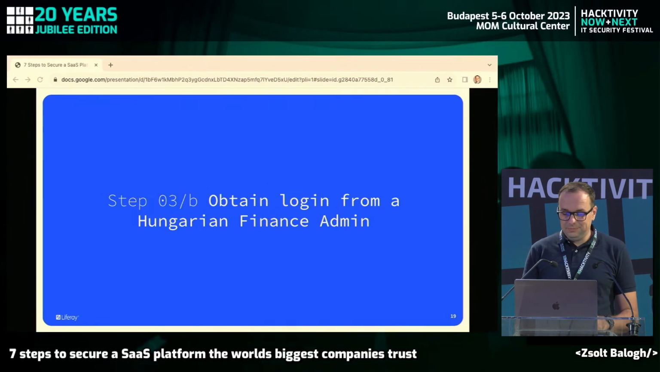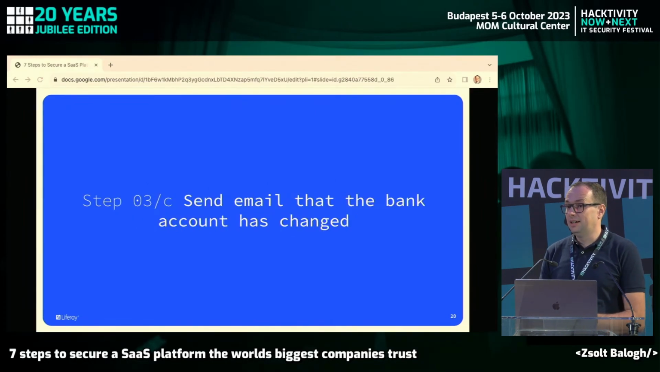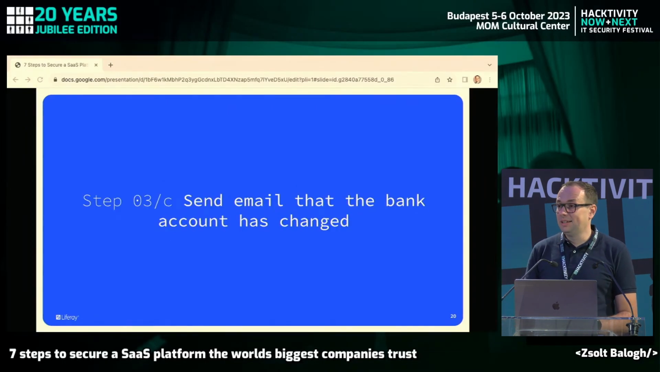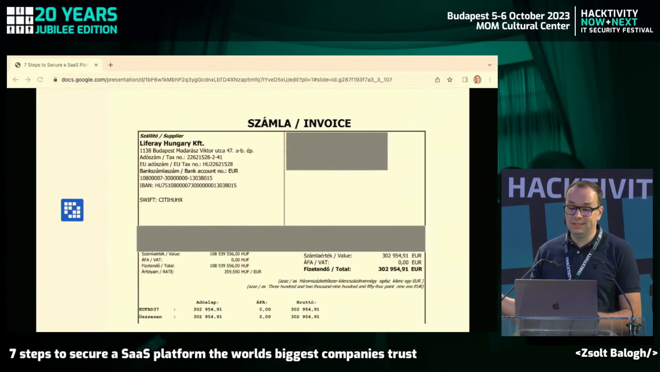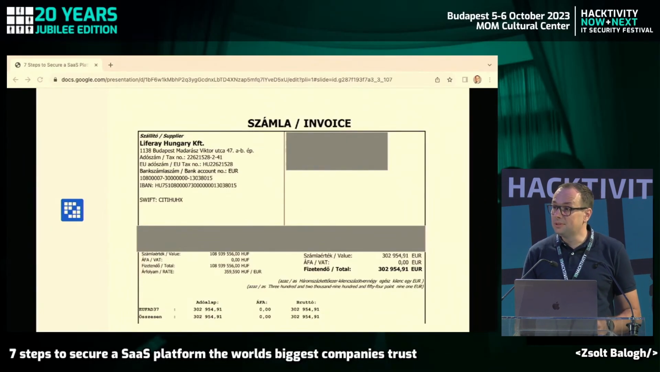And then we sent an email to our parent company that the bank account has changed to a new number. It seemed to be a totally valid email. And with that, we also sent a fake invoice. You can see this was the fake invoice. And this is like 300,000 euros. It's 100 million forints for Hungarians.